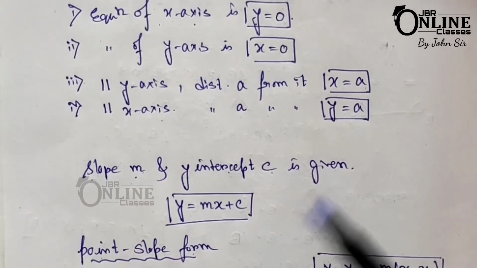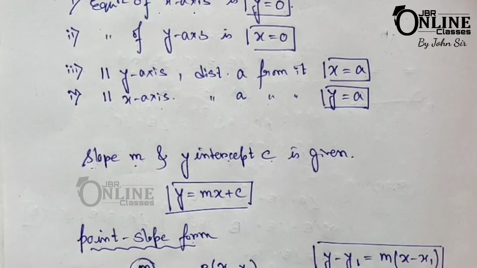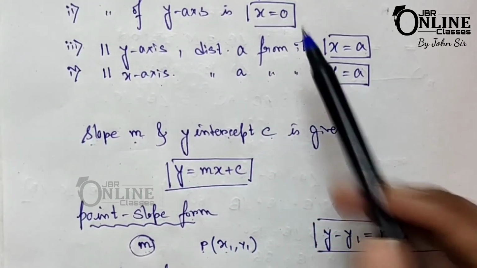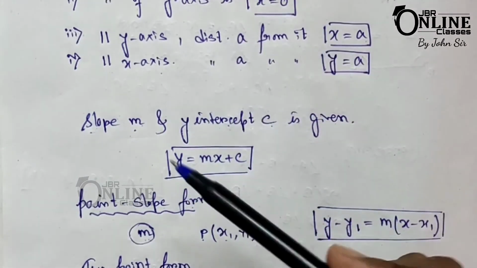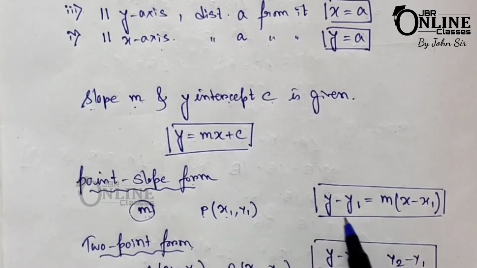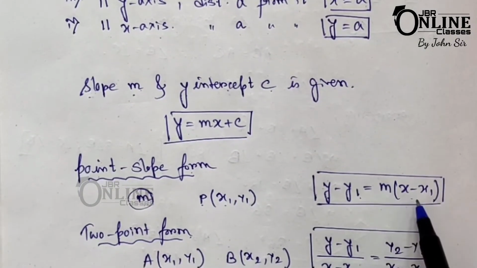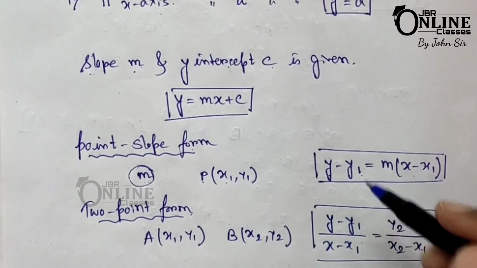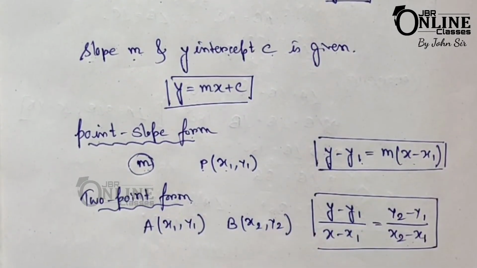Now we are going to solve the exercise problems. To solve the exercise problems we have to use formulas like y equal to 0, x equal to 0, or y equal to mx plus c, or the point slope form y minus y1 equal to m into x minus x1. So we have to use these forms to solve the problems.